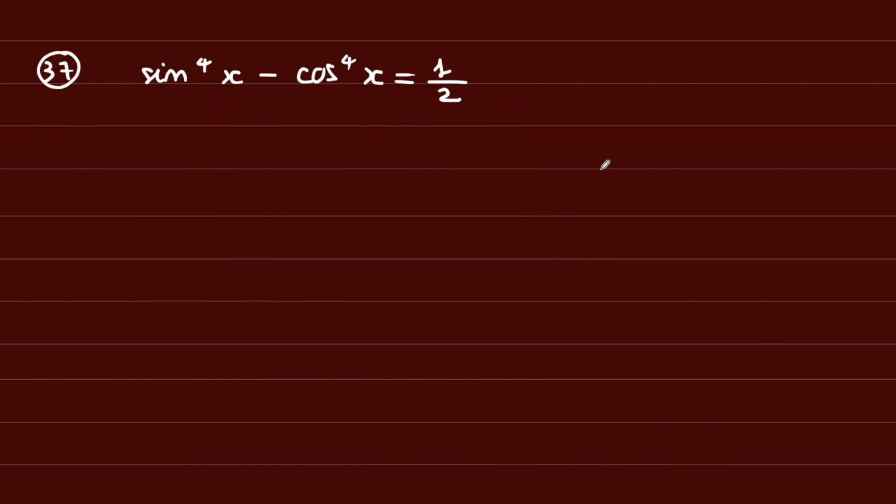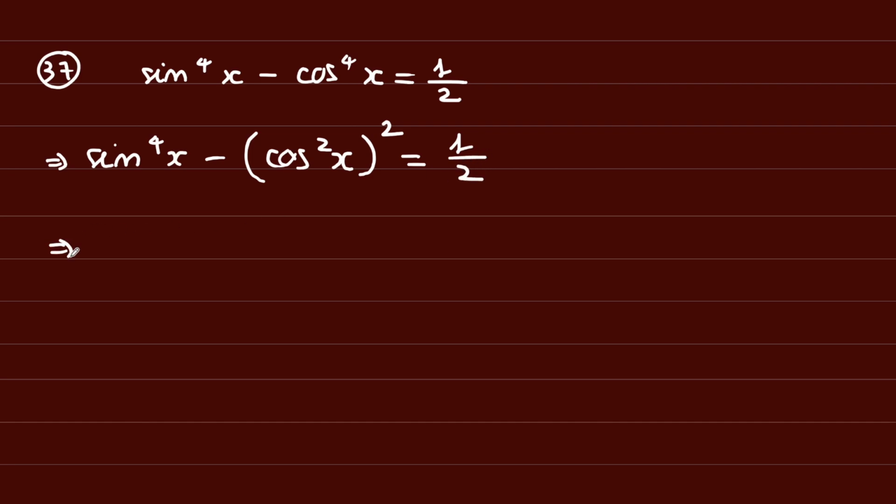Now we have question 37. About question 37 here, this is not easy. Sine to power 4 plus cos to power 4 equal to 1/2. Okay, step by step, look at this. I will keep this one unchanged, but for the second one, cos square inside the bracket and you get square outside. This means cos to power 4h.